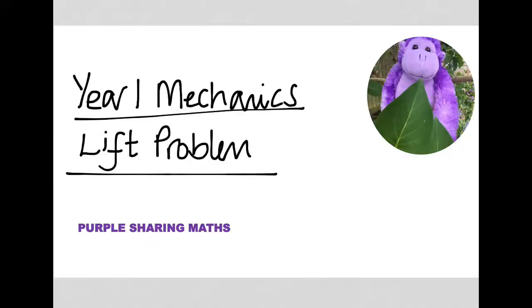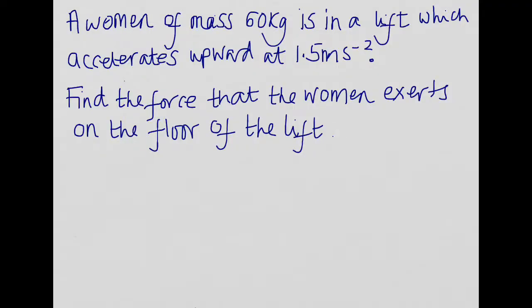This is A-level Year 1 Mechanics, and here we're looking at a lift problem, in particular a more complex lift problem where you're asked about the force exerted by an object on the floor of the lift. So here's a question. A woman of mass 60 kilograms is in a lift which accelerates upwards at 1.5 meters per second squared. Find the force that the woman exerts on the floor of the lift.